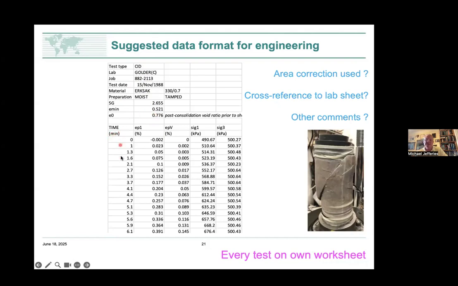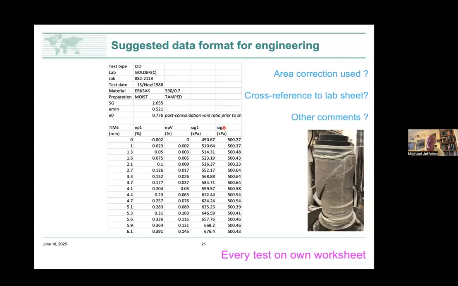And then we just get 5 columns of data. We have time, axial strain, volumetric strain, axial stress, and radial stress, which will be cell pressure for a triaxial test. It would be nice to annotate the file for area correction used. Be nice to cross-reference to the lab data sheet where the original data is held. And you might put in other comments.